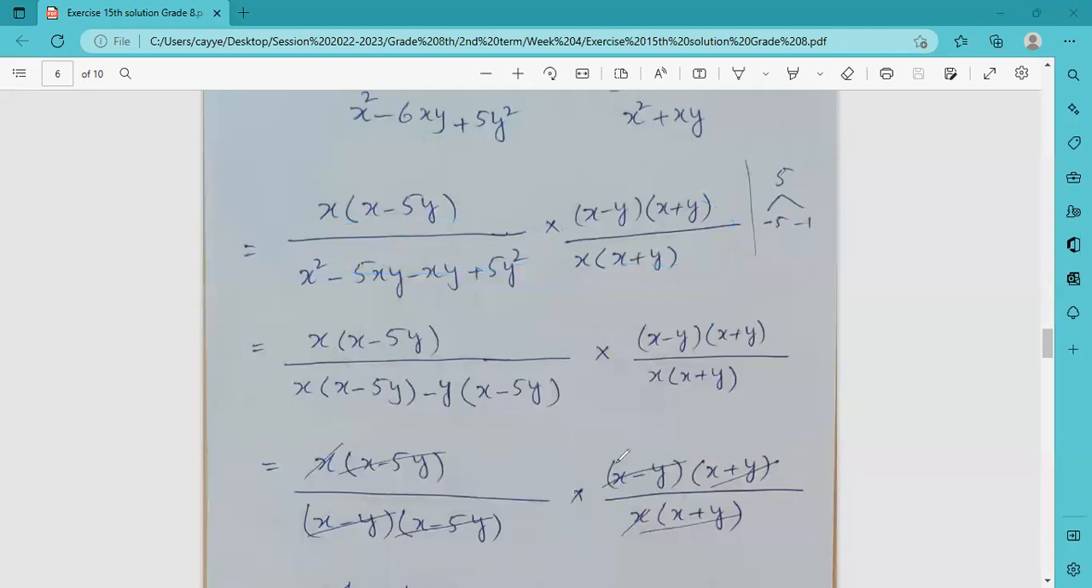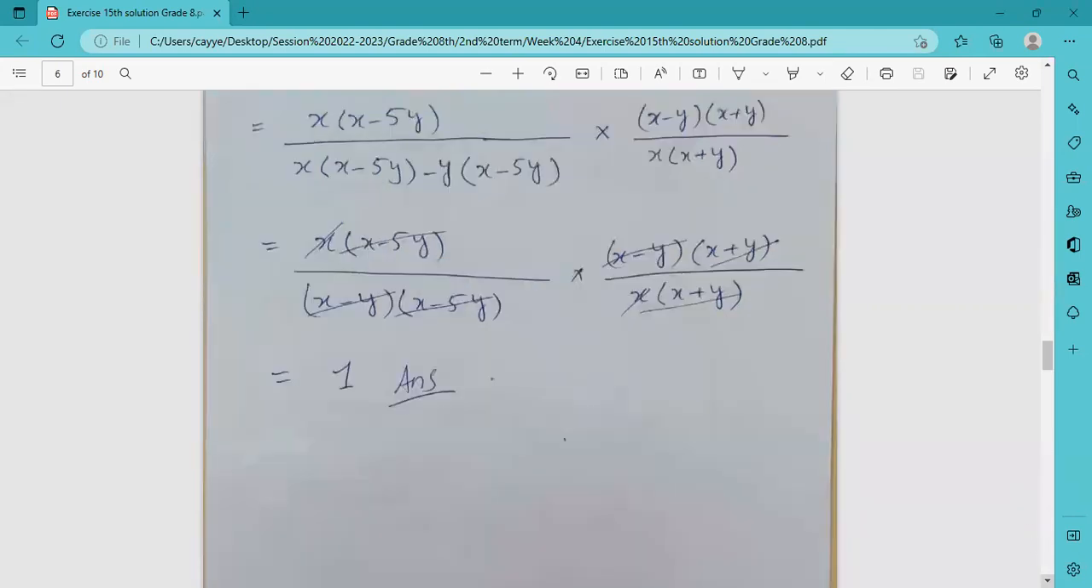Now cancel the like expressions, not like terms, like expressions, and unlike expressions will remain here. But in this case, fortunately, each and every expression is cancelled. So the answer is 1. If every expression is cancelled, nothing is left, there will be 1.